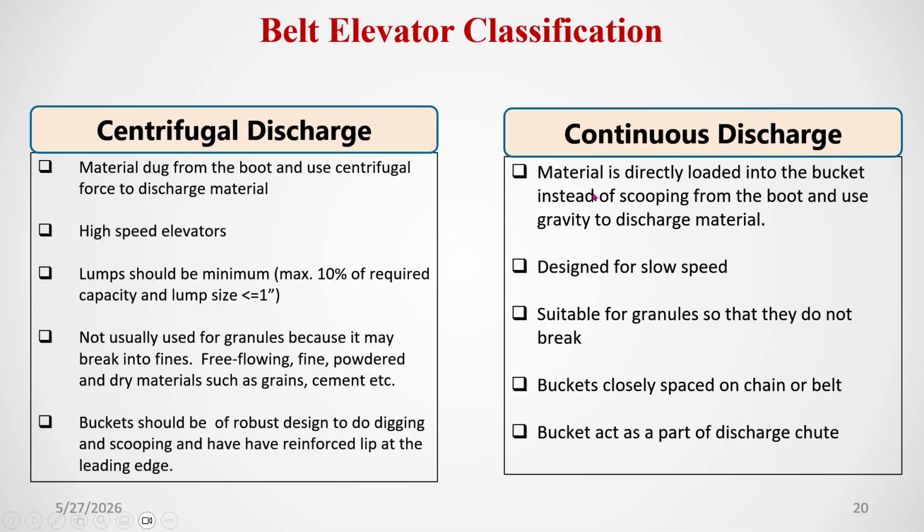In continuous discharge, material is directly loaded into the bucket instead of scooping from the boot, and gravity is used to discharge the material. It is due to gravity only that it will fall. It is designed for slow speed and is suitable for granules so that they do not break. As it is not high force hitting the casing, it will not break. Buckets are closely spaced on the belt, touching each other, so you get a more or less continuous flow. The bucket acts as part of the discharge chute.